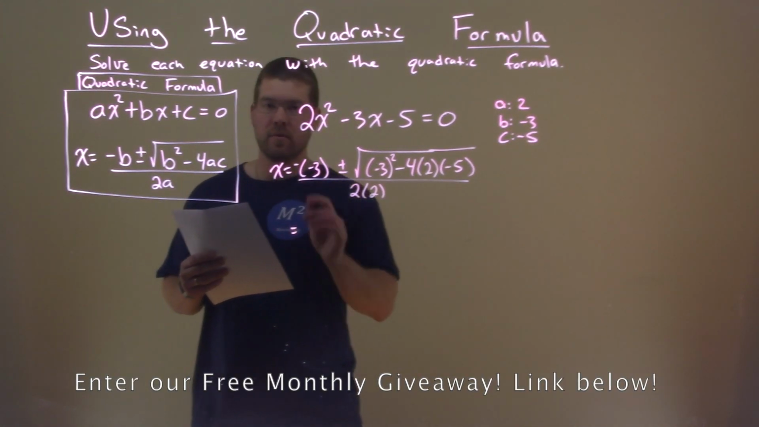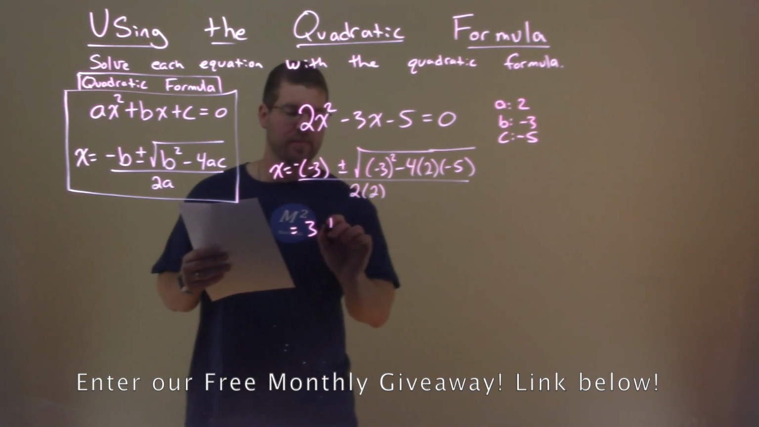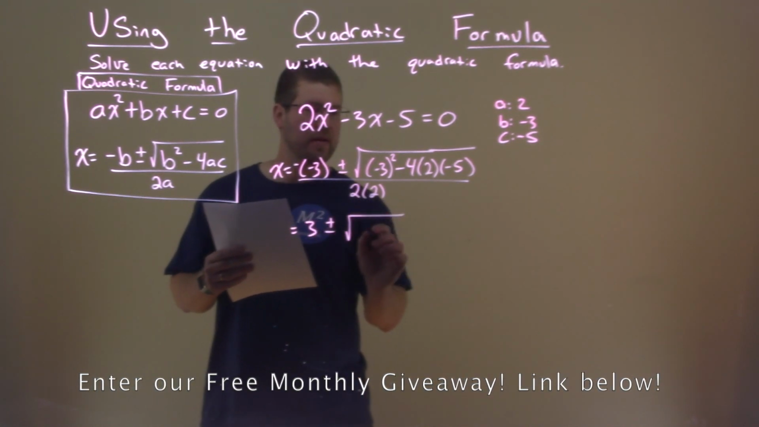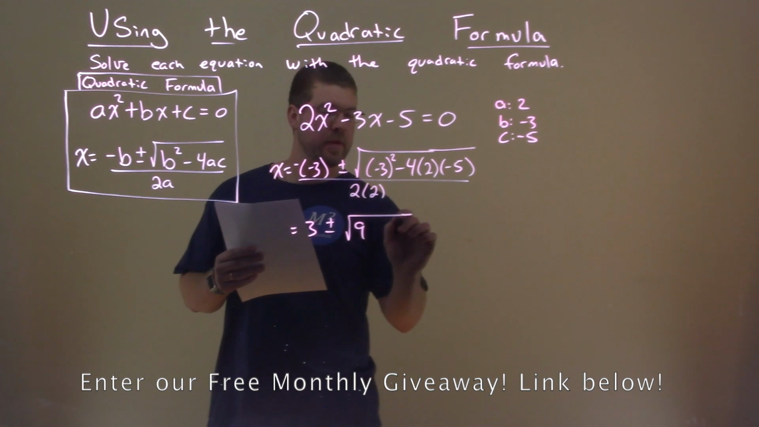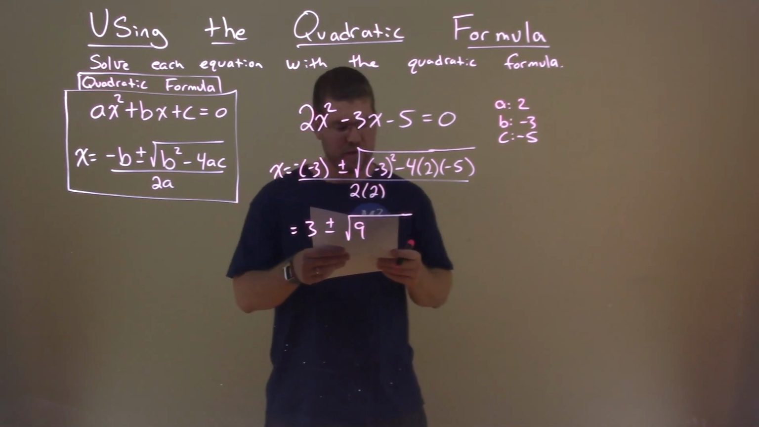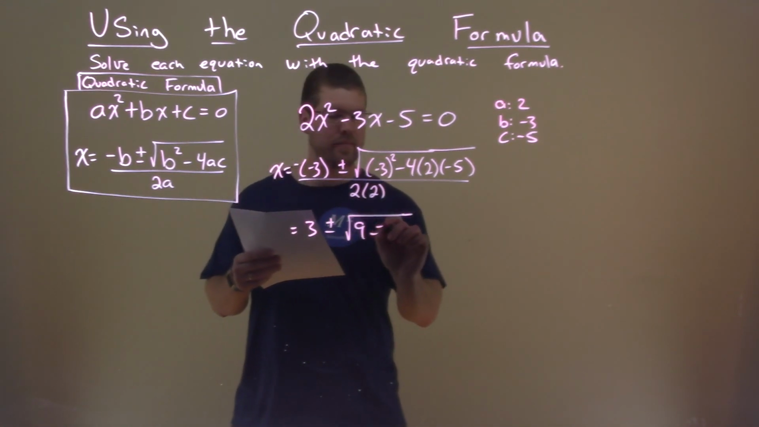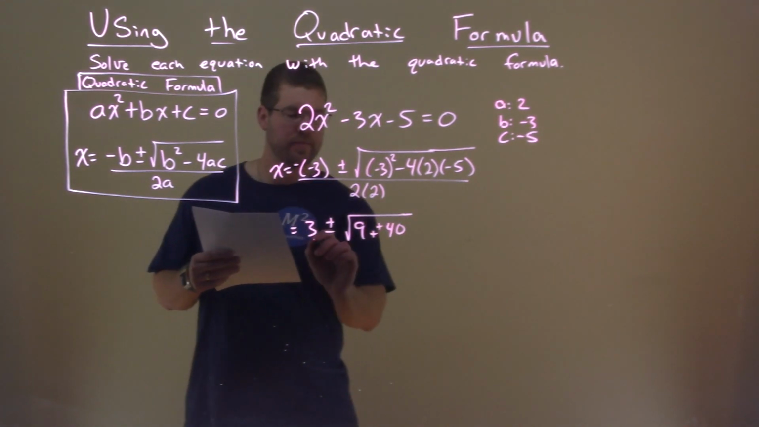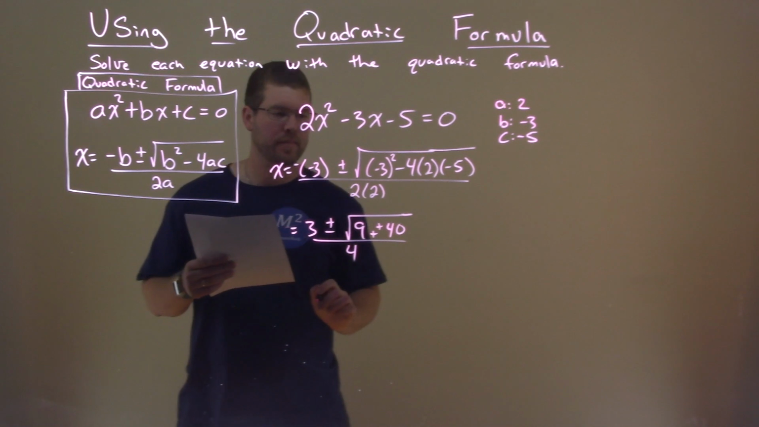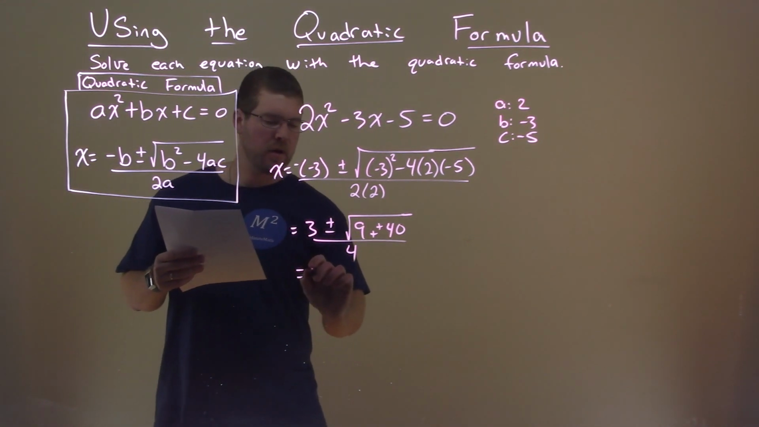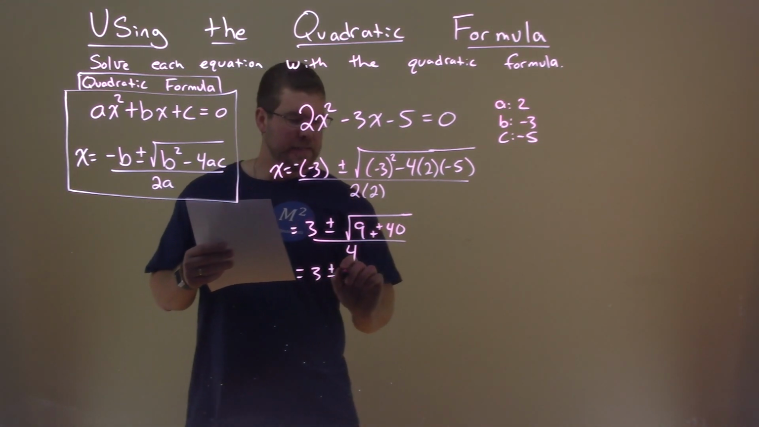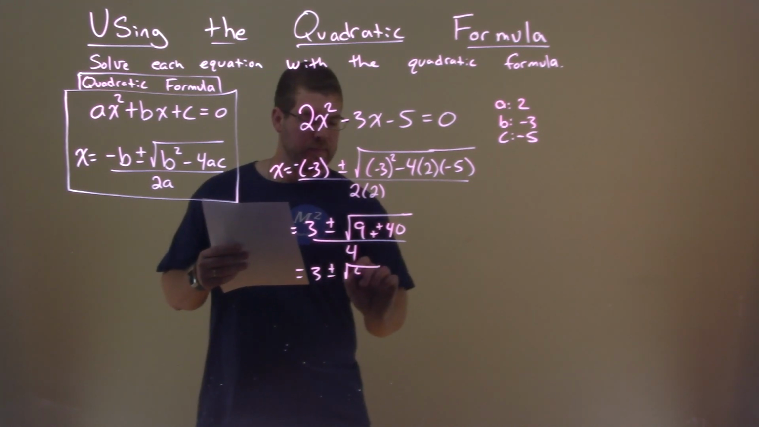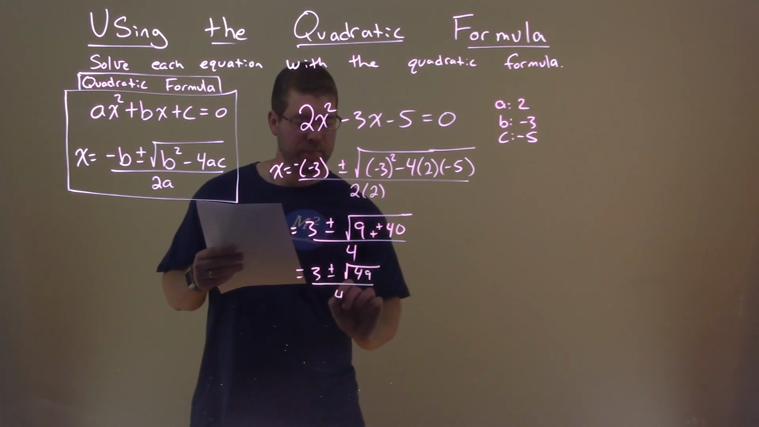Negative, or negative 3 is a positive 3. Square root, negative 3 squared is 9. And then 4 times 2 times a negative 5 is a negative 40. We have minus a negative 40, so we add a positive. It's all divided by 4. 2 times 2. Keep going. 3 plus or minus. Well, 9 plus 40 is 49 over 4.